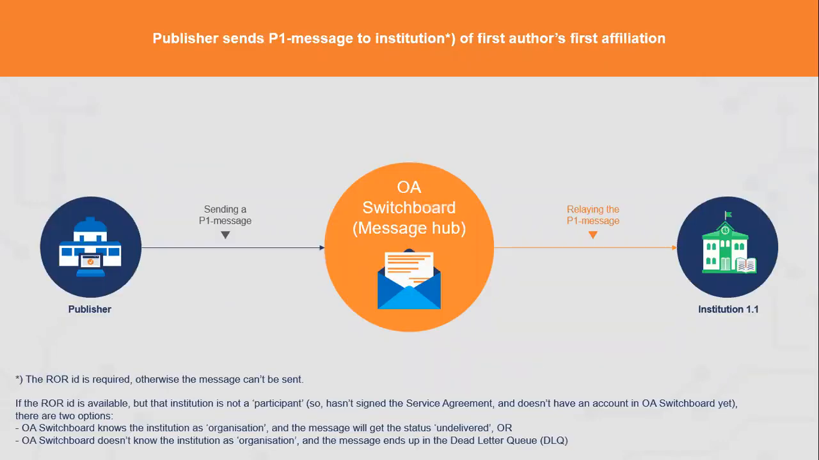The basic principle of a P1 message is that the publisher sends it to the affiliation of an author, in this case, the first author's first affiliation. The ROR identifier is required, otherwise the message can't be sent.